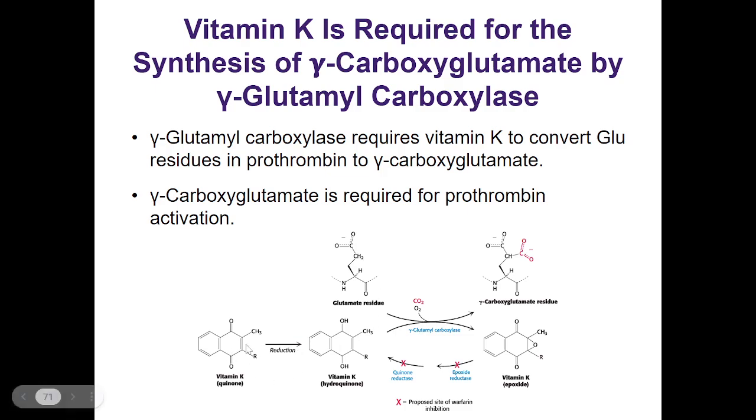So what will happen is your vitamin K here is going to go to the reduced vitamin K, which is the hydroquinone right here. You can see the carbonyls have been reduced to the OHs, the hydroxy groups. This is then your glutamate residue. It's going to react with the gamma glutamyl carboxylase, being the enzyme here. In the presence of CO2 and O2, this will give you this one right here, which is the gamma carboxyl glutamate residue.